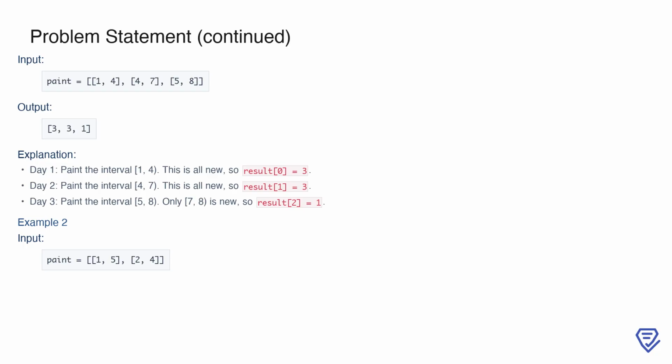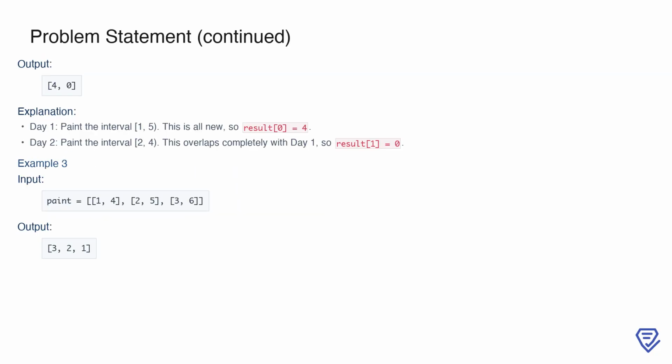which was already painted on previous days. Only the section [7, 8] is new, so the result for day 3 is 1. The final output is [3, 3, 1]. This example demonstrates how overlapping areas are excluded when calculating the new area for each day.